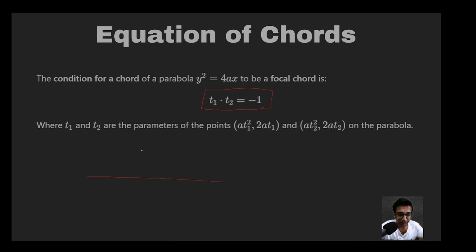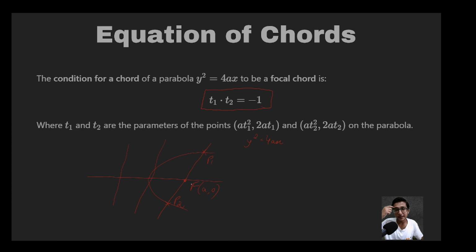Let's say this is our standard parabola, which is y square equals 4ax, and this is our focus, and a chord is passing through it. We know the coordinates of P1 in the form of parameters. We know the coordinates of P2. F is known to us.